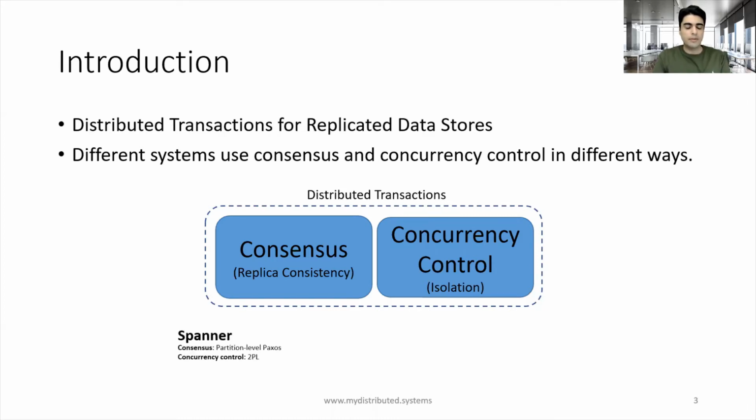For example, Spanner, which we will see in this video, uses partition-level replication and uses Paxos at the partition level for the consensus, and uses two-phase locking for concurrency control. On the other hand, Calvin uses Paxos at a global level and uses a deterministic approach for concurrency control. And FoundationDB, another system, basically synchronously writes to all replicas for replica consistency, and uses optimistic concurrency control.